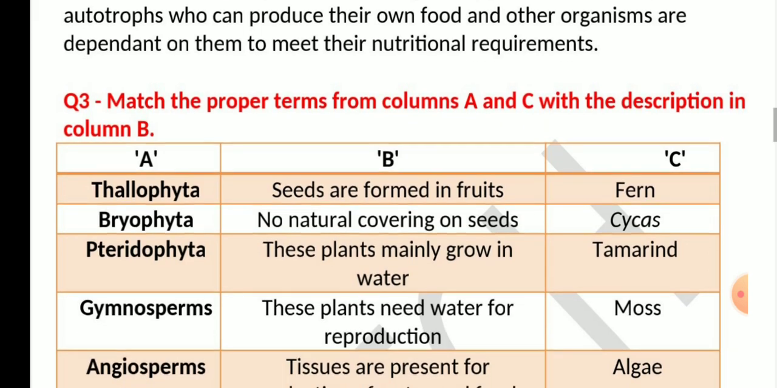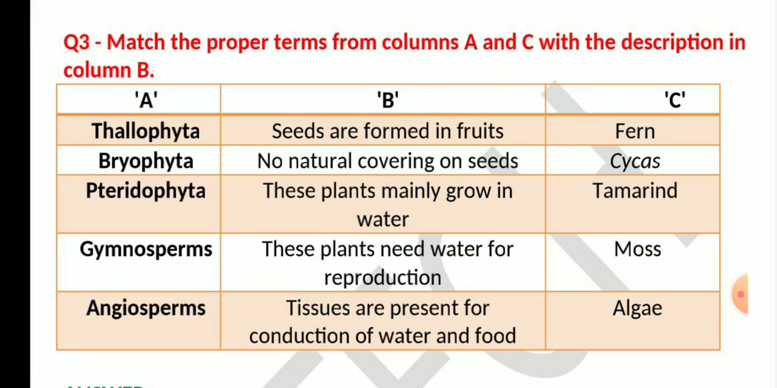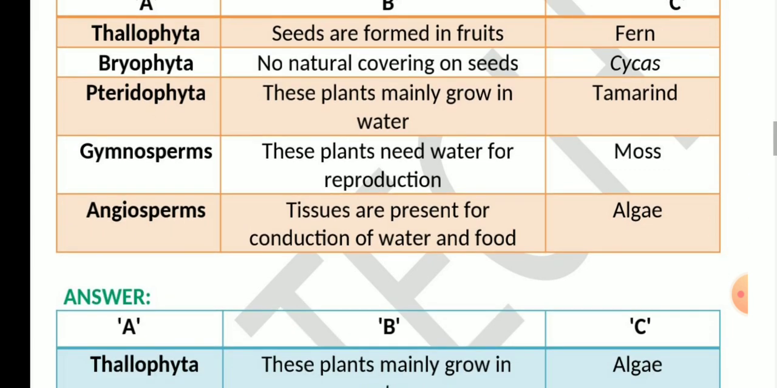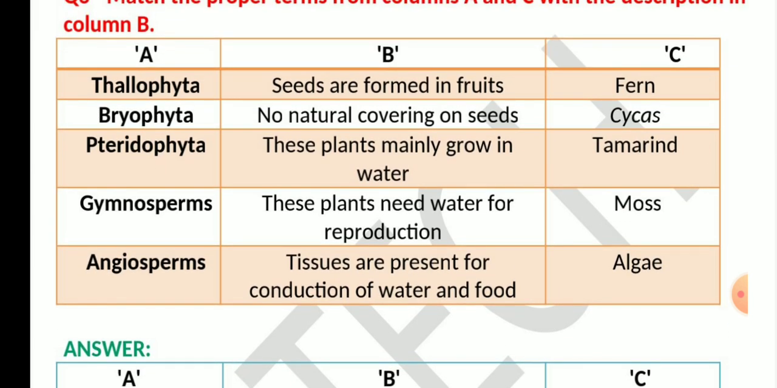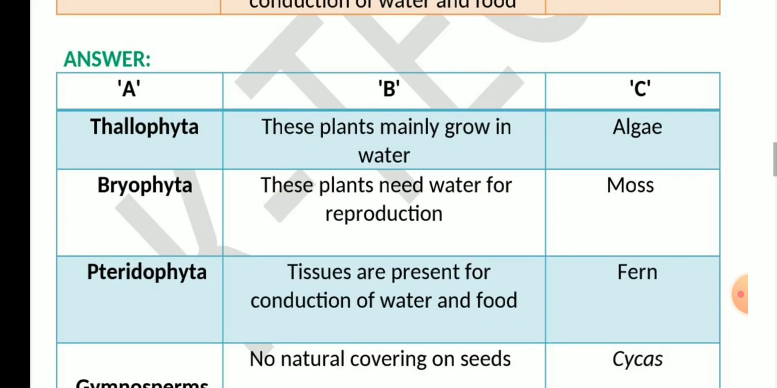Now children, question number 3. Match the proper terms from column A and C with the description in the column B. So here we have 3 columns. The first column, Thallophyta. So seeds are formed in the fruits. Fern. Second, Bryophyta, no natural covering on the seeds, Cycas. We need to match this, okay children? Here we need to match column A with column C with the information which is given in column B. So here is the answer.